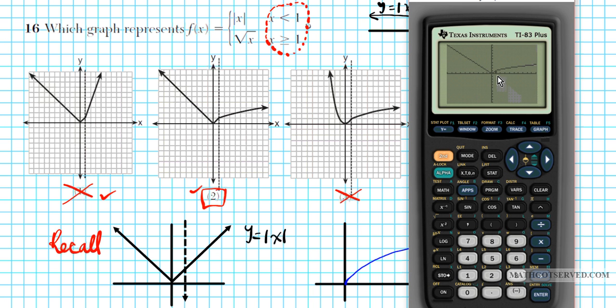Okay, it doesn't look perfect at the partition where the switch happens because of the nature of the programming software we have here, but it's good enough to help us see what the answer is. So we can clearly see that our answer is option number 2. You have the absolute value function here, and then the radical function happening to the right of x equals positive 1.